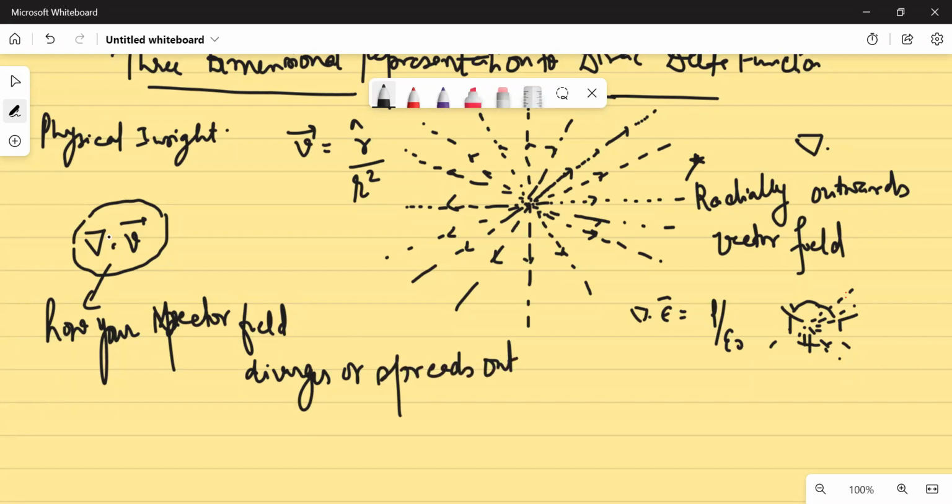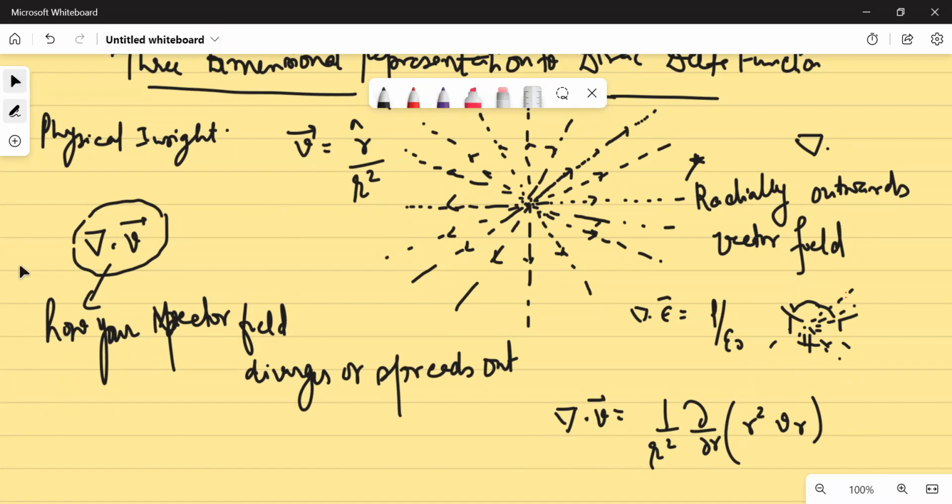Now, as I take the divergence, if you're aware, the radial part of divergence is equal to 1 upon r square del by del r of r square V_r. If you are not aware, just remember this formula. This is the divergence of a vector field, the radial part. I'm not writing the other parts, because the vector field is only a radial function.